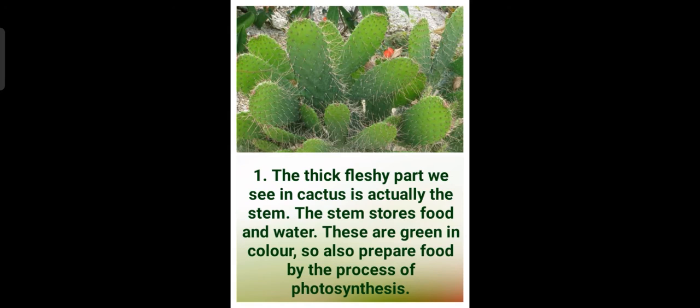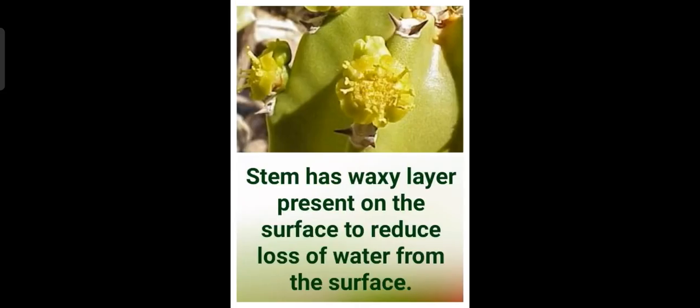The thick fleshy part we see in a cactus is actually the stem. The stem stores food and water. These are green in color, so they also prepare food by the process of photosynthesis. It means their stem is converted into a thick broad part that can produce food. The stem has a waxy layer on the surface to reduce loss of water.